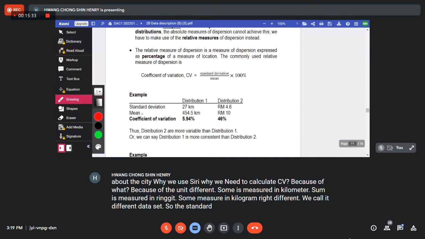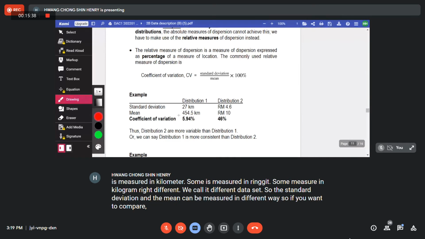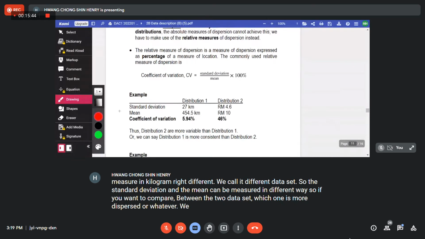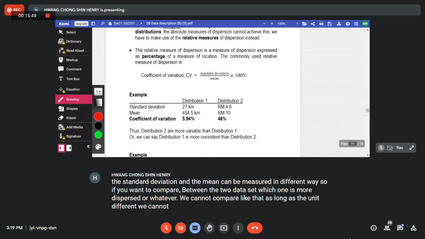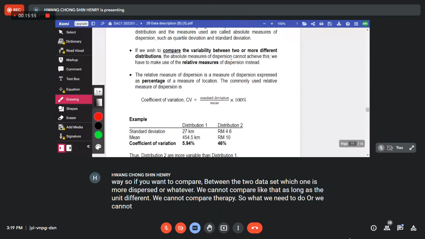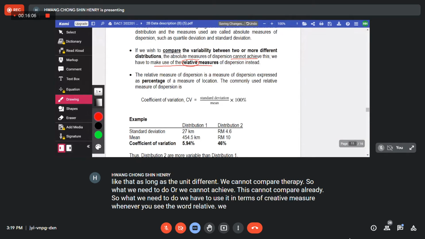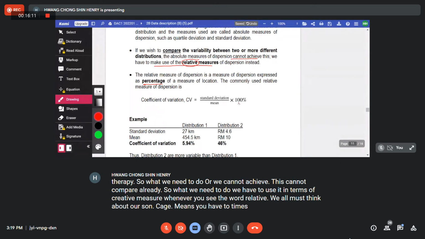So the standard deviation and the mean can be measured in different units. If you want to compare between the two data sets, which one is more dispersed or whatever, we cannot compare like that. As long as the units are different, we cannot compare directly. So what we need to do is use a relative measure. Whenever you see the word relative, you all must think of what? Percentage, which means you have to times 100%.